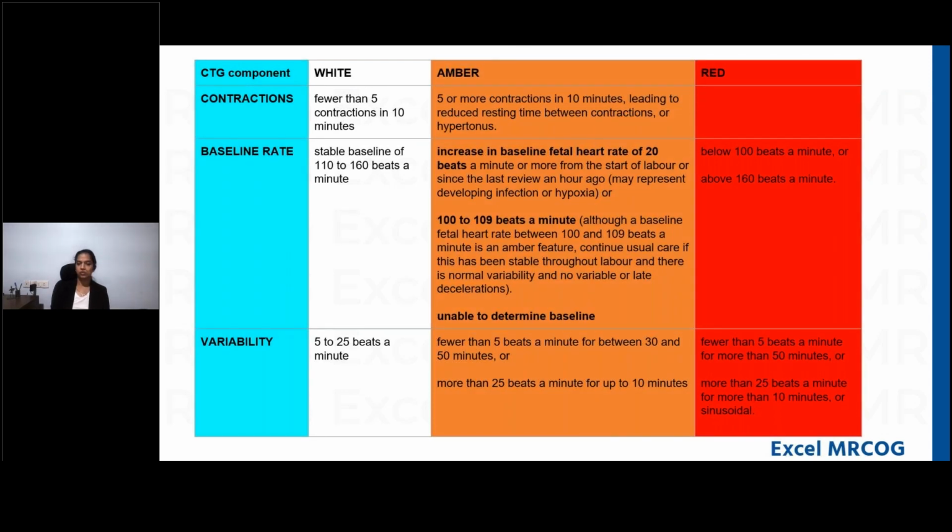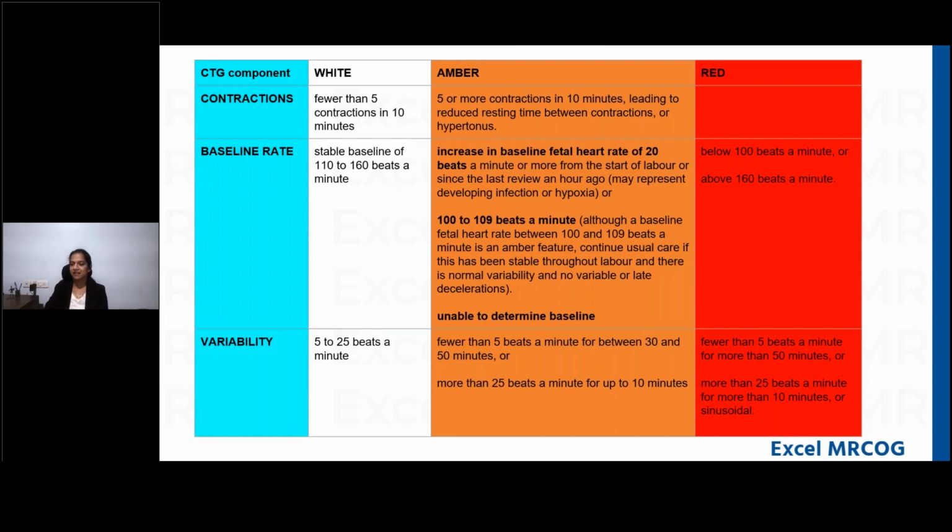Okay, so this I think most of you would know. As far as the contractions are concerned, it is classified as white and amber. There is no red for contraction. So less than 5 is white, 5 and more is bad. So you have to aim at 3 to 4 contractions for a good uterine activity. 5 and more is not good.